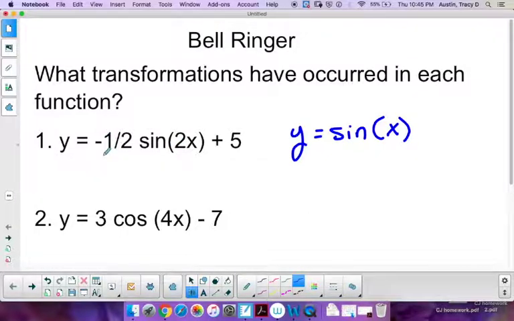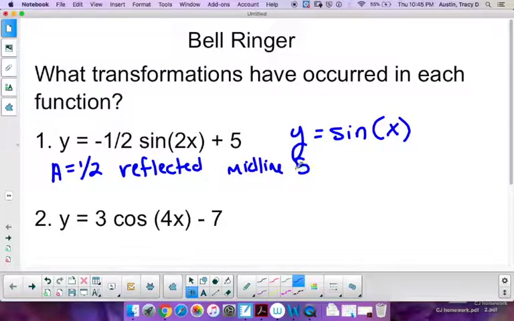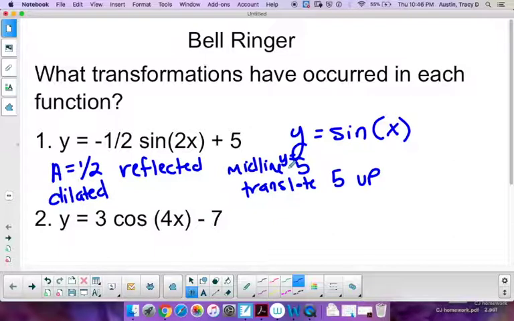Okay, so in this case, our amplitude is a half, right? And it's negative, which means it's been reflected. Okay, and our midline is 5, y equals 5 specifically. So what does that all mean for the normal sine function? It's been dilated by a half, so it's been made smaller. It's been flipped upside down, that's reflected, and it's been translated 5 up. The whole graph has been moved 5 units up on a graph.